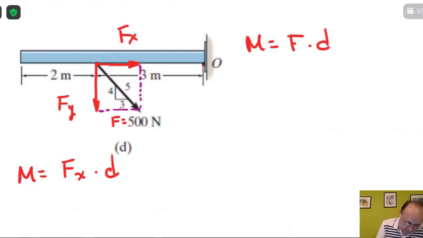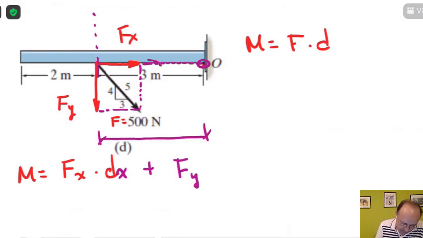So we could have here the moment equals the moment produced by the force Fx multiplied by the distance. In this case, if you look at the force X, the line of action of the force X goes through the point, so this distance is 0. I'm going to call it distance X for now. Plus the moment produced by the force Y, which is Fy, times the distance from this line of action to the point O, which is 3. So this is times 3 meters.